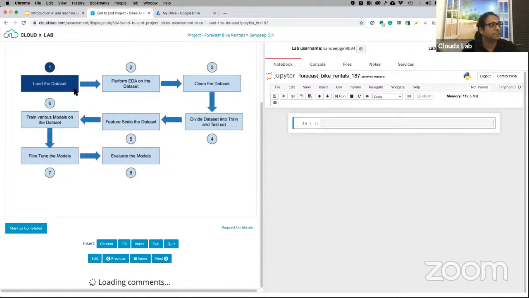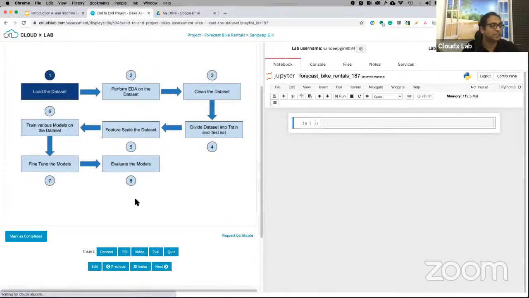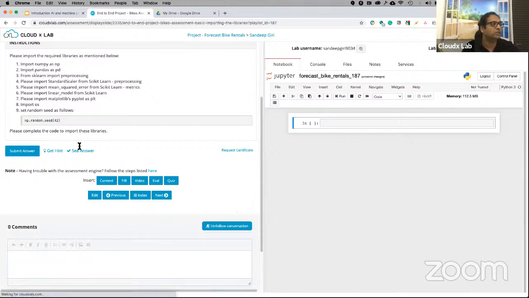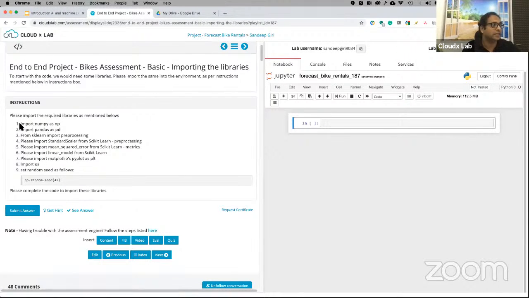Okay. So this is telling you the various steps that we'll be doing as part of this project. Then it'll guide you and also make you do things, for example, it's asking you to import this as NumPy and so on. So these things you have to do on the right-hand side.